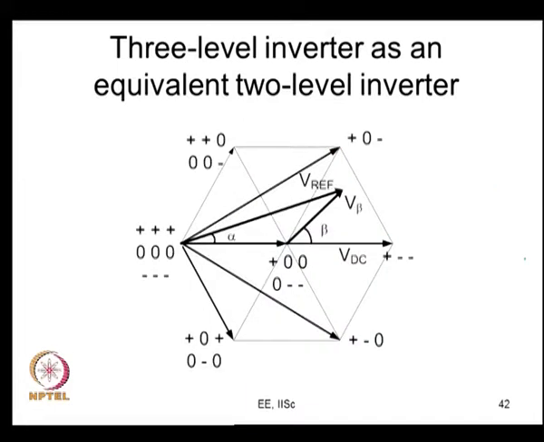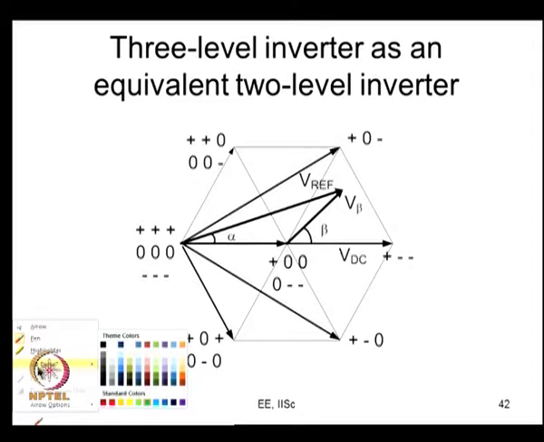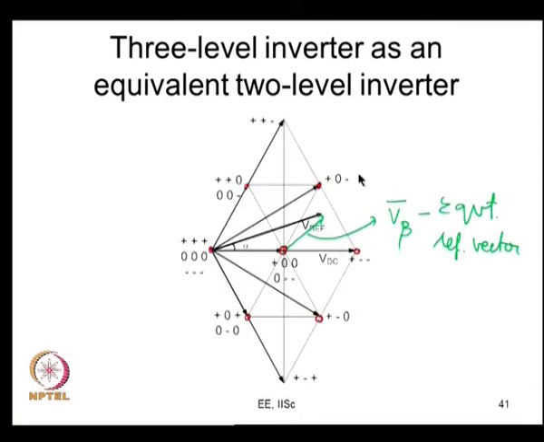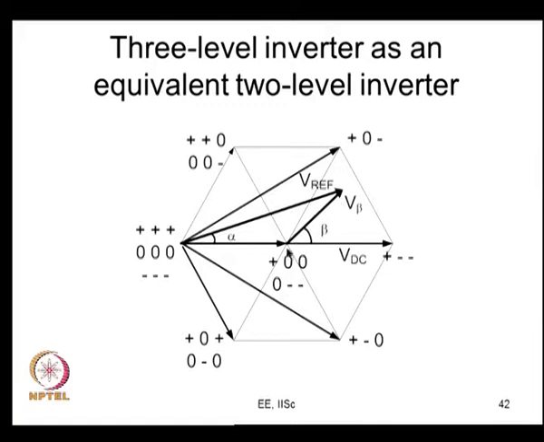Here I am just trying to show that sector alone. I am showing only that hexagon which I had shown in the previous picture. I have removed these portions and I am showing this now. So I have subtracted and am showing this V beta vector, and this is at an angle beta. Now, if you look at this, it is very similar to a 2 level inverter.